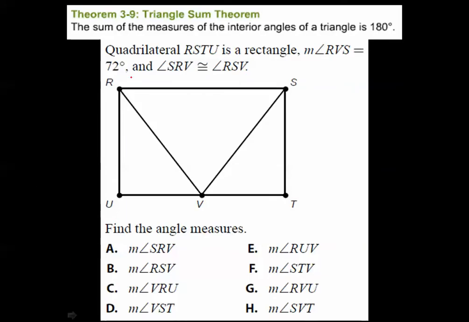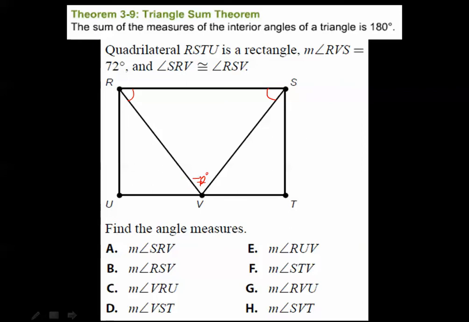Okay. Then we had the triangle sum theorem, which tells us that all the interior angles of a triangle add up to 180. They're giving us this quadrilateral, RSTU, and telling us that the measure of RVS, right here, is 72 degrees, and that SRV, right here, is congruent to RSV. Those two are congruent.